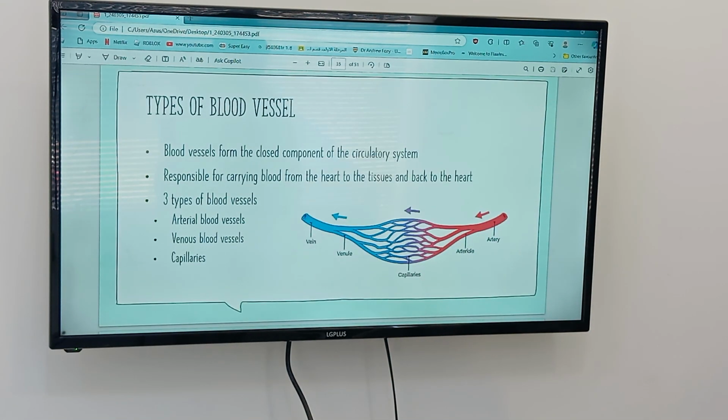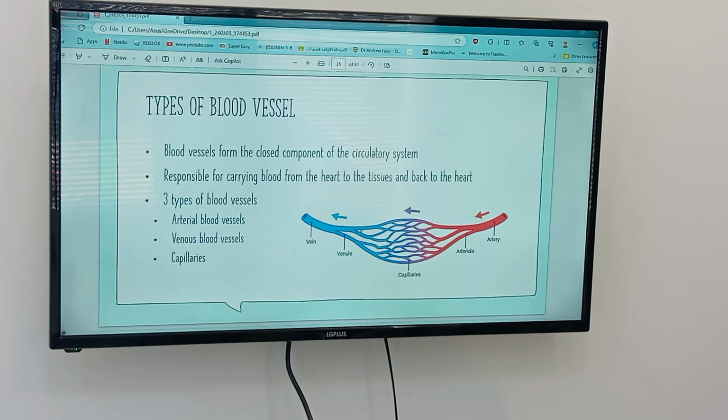Types of blood vessels. Blood vessels form the closed component of the circulatory system, responsible for carrying the blood from the heart to the tissue, as we know, and back to the heart. There are three types: arteries, veins, and capillaries.